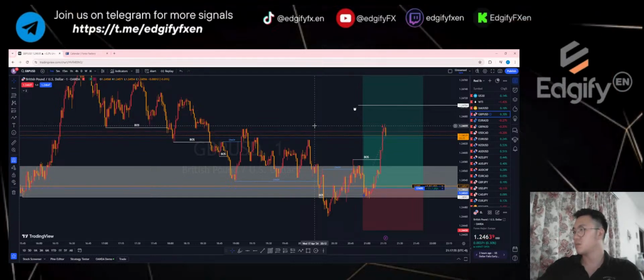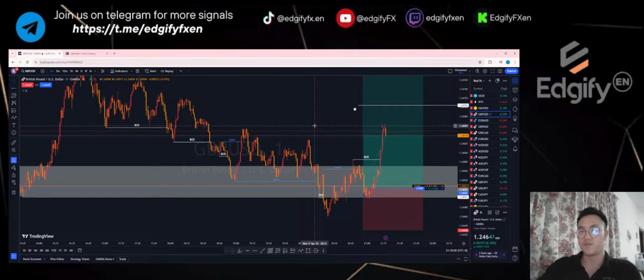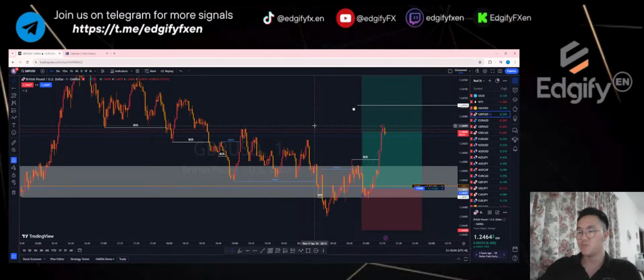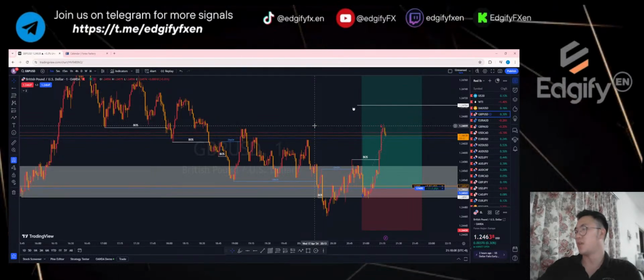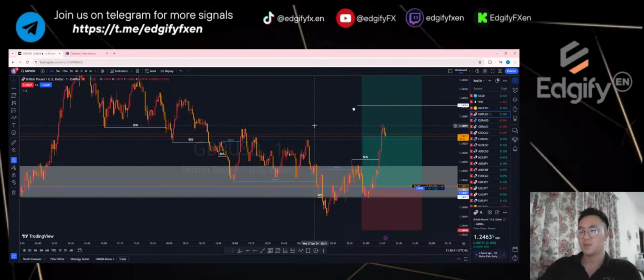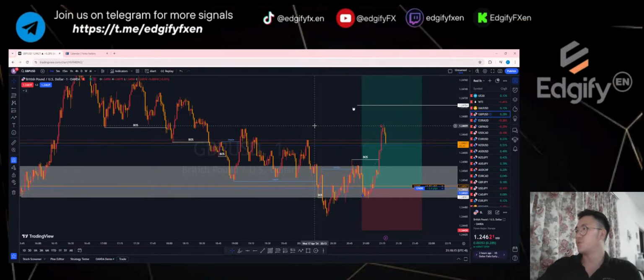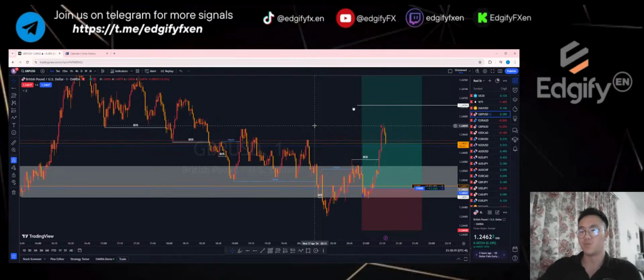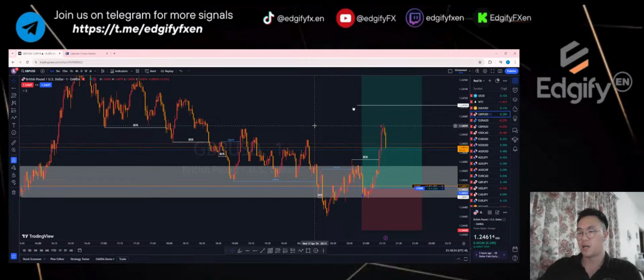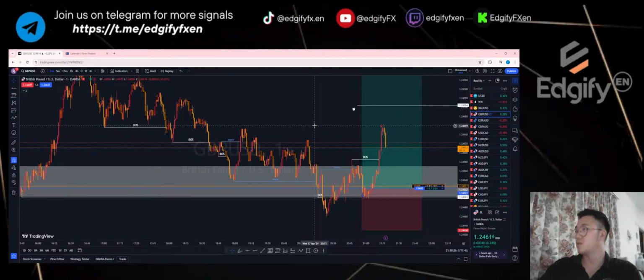Someone commented on Twitch asking if they can actually take an entry now, which of course is not possible because price has already gone, right? It has gone up to 11, 12, almost 13 pips, and we are already up by a 1 to 1 risk to reward ratio. So it's not advisable to take another entry now because it will definitely expose you to more risk. I won't suggest anyone to take another entry.